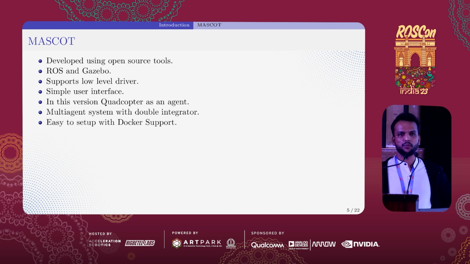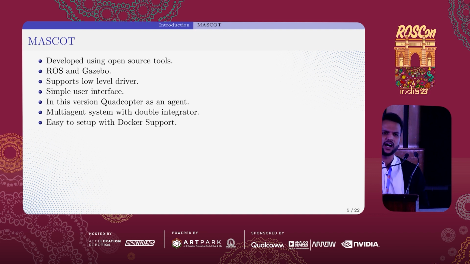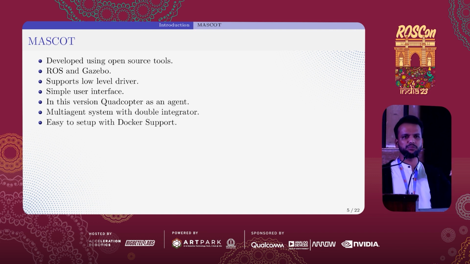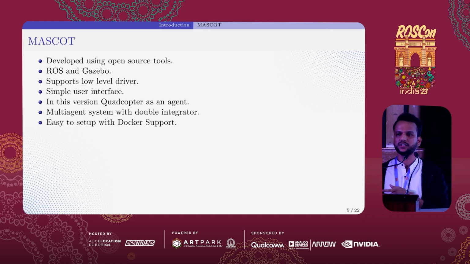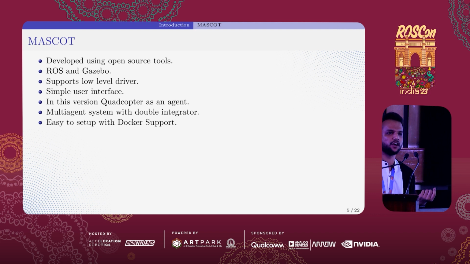Then we came to MASCOT, which we have developed. When I was a student at IIT Dharwad, there was a gap in the theoretical research, where people were developing different distributed control algorithms such as consensus, time-based consensus, etc. But they were just testing in MATLAB and publishing the paper. Those things were not seen in the real world. So that gap which I observed, we worked on it and tried to develop this platform using ROS.